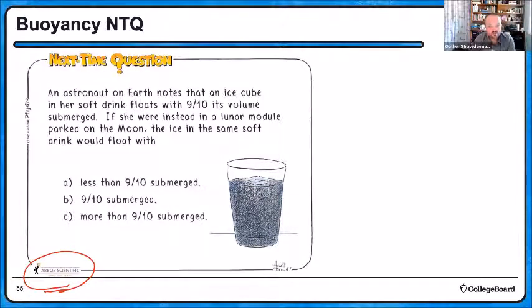I'll go through these pretty quick because we're past 11. The answer to this question is that it's going to be the same amount submerged. Being on the moon isn't going to make a difference, and the reason is that the two forces acting on this object are the force of gravity and the buoyant force. Since it's floating, those two forces are equal in magnitude. So the force of gravity is equal to the buoyant force.